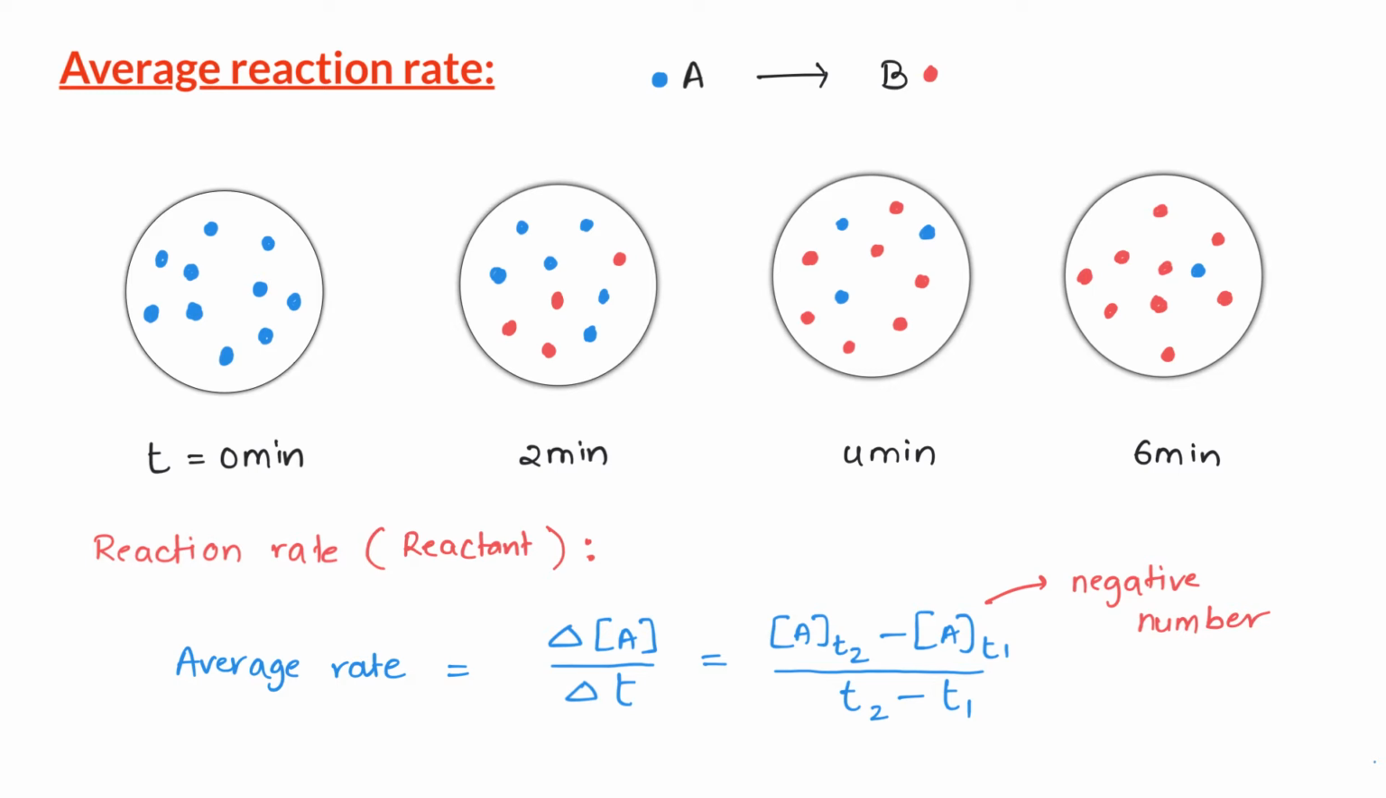In chemical kinetics, it is customary to show the reaction rates as positive numbers. Therefore, we multiply both sides of this equation with -1. The negative sign in front of the reaction rate tells us that A is the reactant in the reaction and that its concentration is decreasing over time.